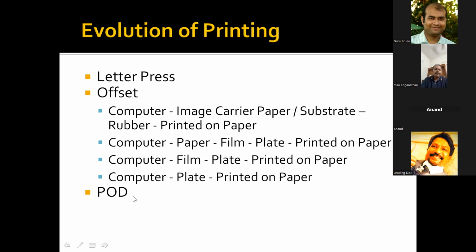And now we have something called print on demand, where there is no plate, it is directly printed on paper. So if you see, with each technology we have reduced a step. First, we eliminated the first printout, then we eliminated the film, then we eliminated the plate. So now it is print on demand, where the computer directly gives the instruction to the printer and it is printed on paper. So one question, what is the difference between offset and print on demand?